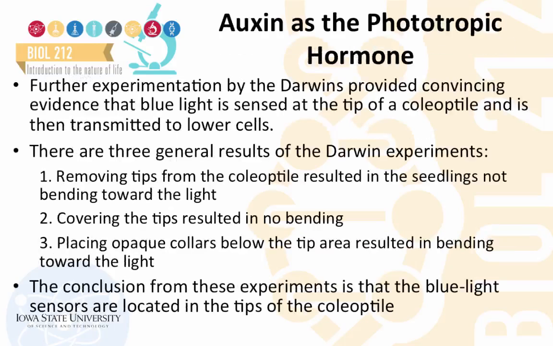After carrying out several additional experiments, the Darwins gathered convincing evidence that blue light is sensed at the tip of a coleoptile and is then transmitted to lower cells. Three general results were derived from the Darwin experiments. First, removing tips from the coleoptile resulted in the seedlings not bending toward the light. Second, covering the tips resulted in no bending. And third, placing opaque collars below the tip area resulted in bending toward the light. These results led the Darwins to conclude that the blue light sensors are located in the tips of the coleoptile.